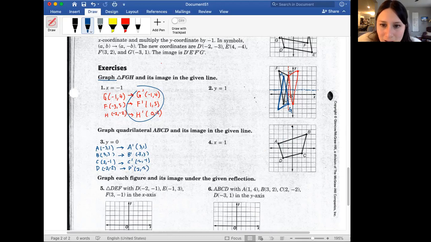So the y-axis is right here, that's at 0. B is going to become right here. A is going to become, ooh, back up a little bit. One, two, three. Here. C is right here. And D is right here. Okay, so when I draw it out, there it is. That's my image.